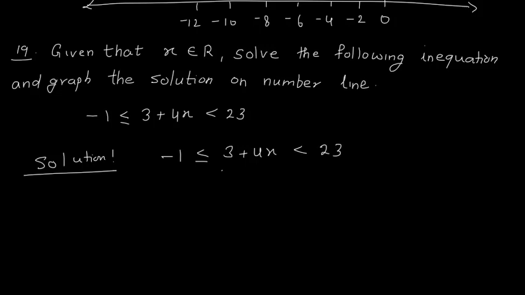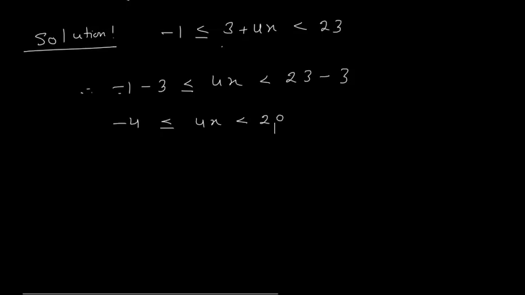So here we will get minus 1 minus 3 is less than or equal to 4x, which is less than 23 minus 3. So minus 1 minus 3 is minus 4, less than or equal to 4x, less than 20. Now I will divide by 4 throughout. So here I will have minus 1 less than or equal to x is less than 5. So that means our x is lying between minus 1 and 5.